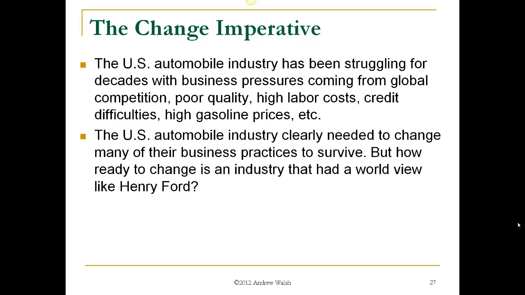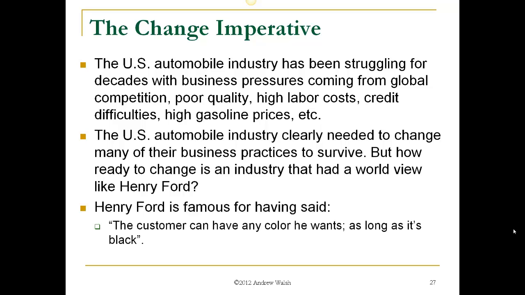But how ready to change is an industry that had a worldview very similar to Henry Ford's? Henry Ford is famous for having said, "The customer can have any color he wants as long as it's black." At that time, that was the only paint that he could work with easily, so that's the color you got. These days, the customer can ask for just about any color he wants on a car and can specify and customize the car to his taste. That is what will satisfy the customer and is the way the business has to go. If you have the attitude of "you can have any color you want as long as it's black," you will be out of business, and that almost happened to the industry.